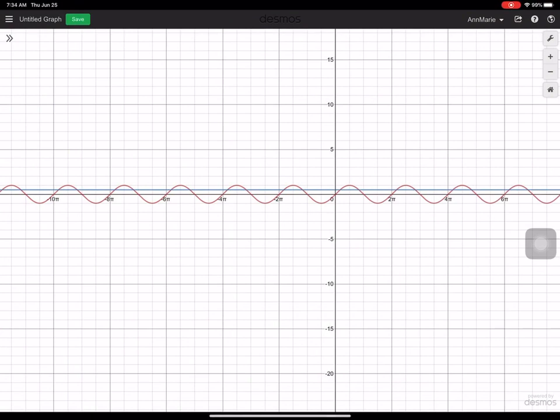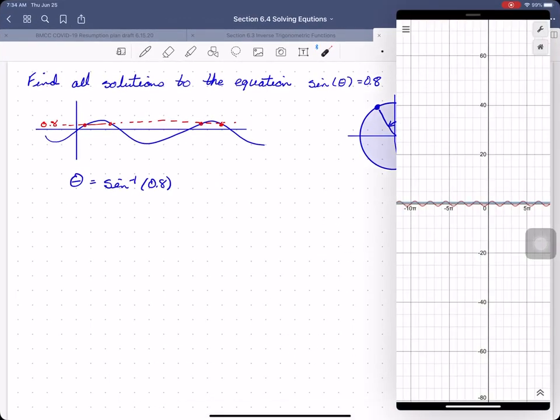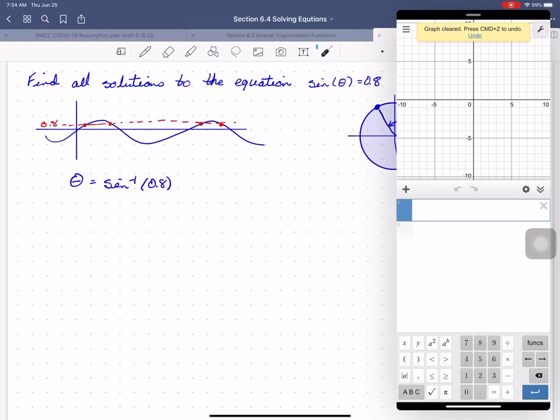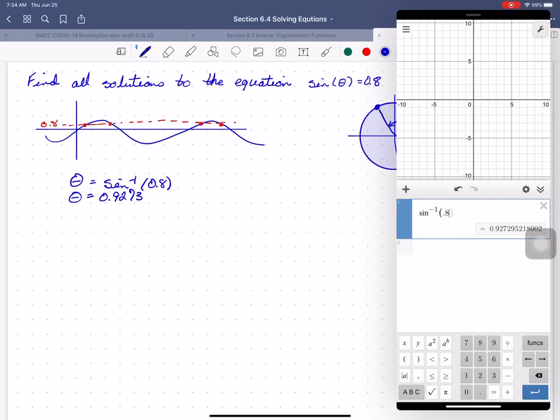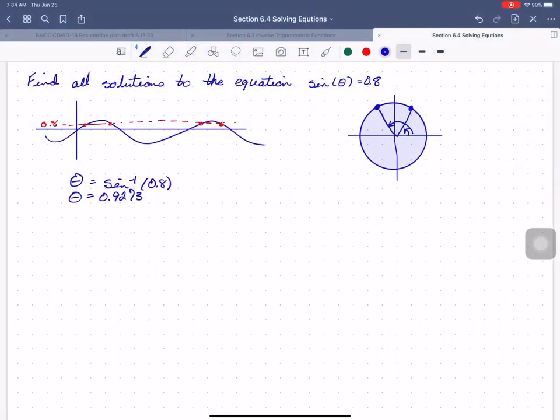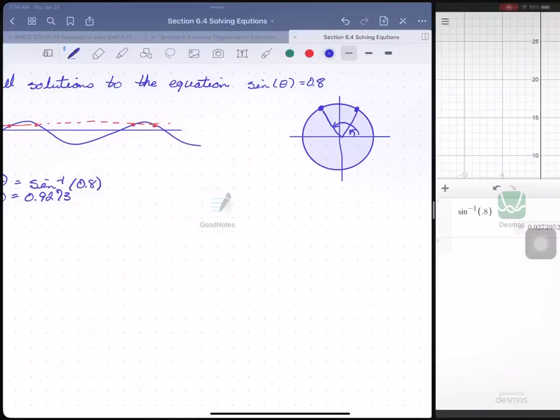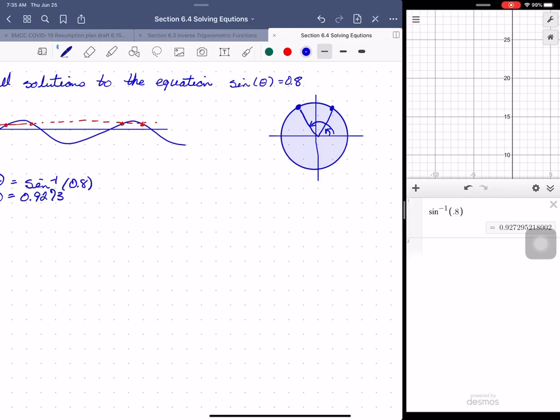So let's go to Desmos. And let's take the inverse sine of 0.8. And I get that theta equals 0.9273. Okay. I'm going to need Desmos back here in a minute. Let's just keep it up. So that is my first angle. That is this guy.